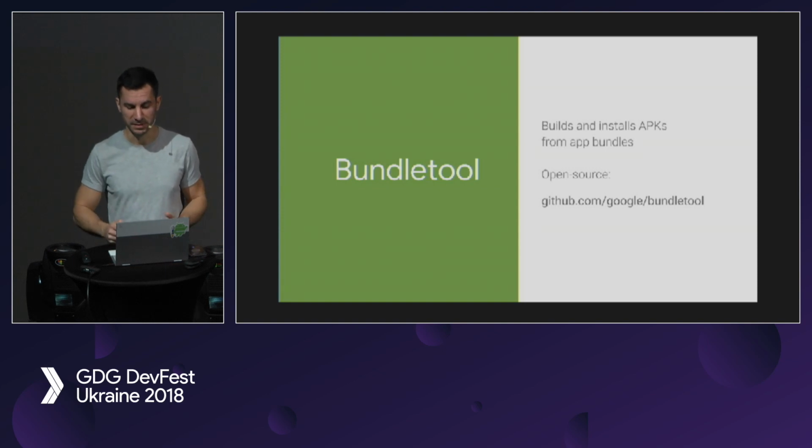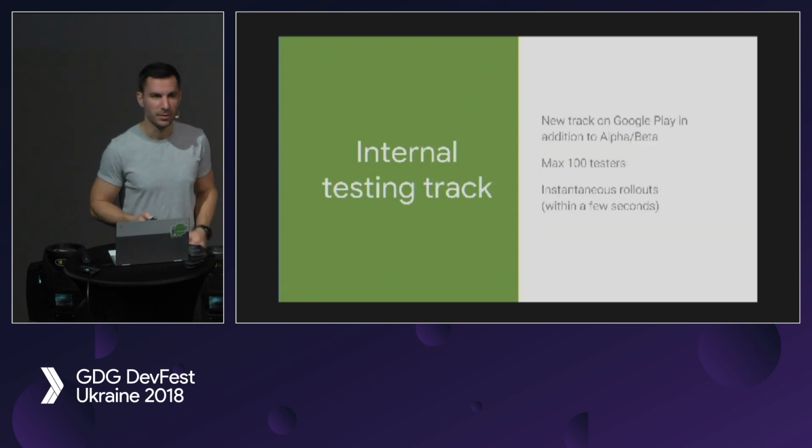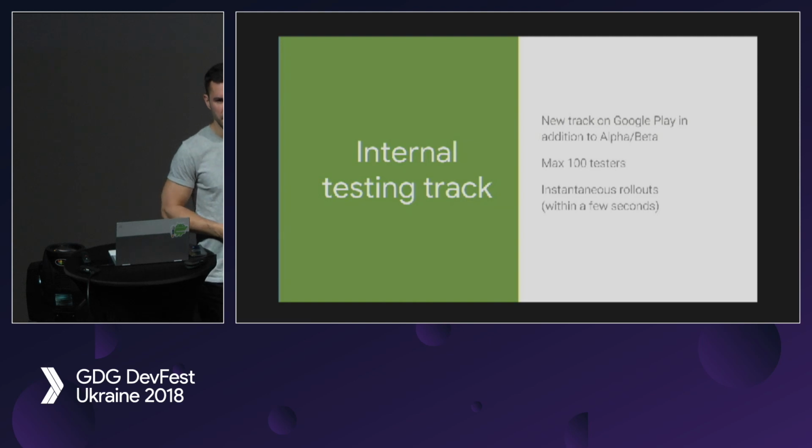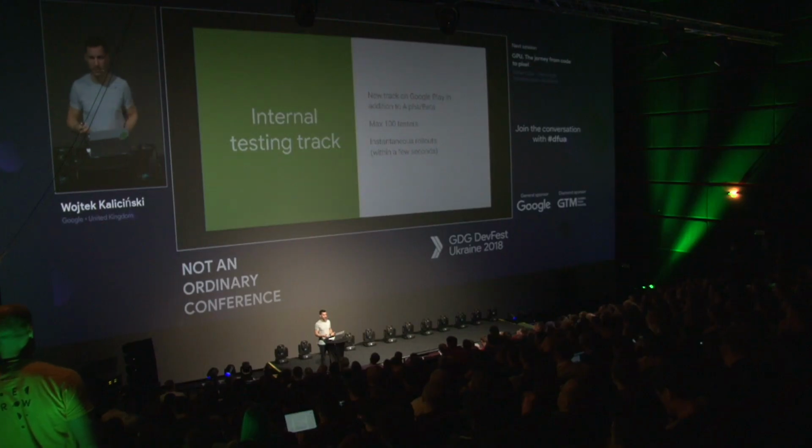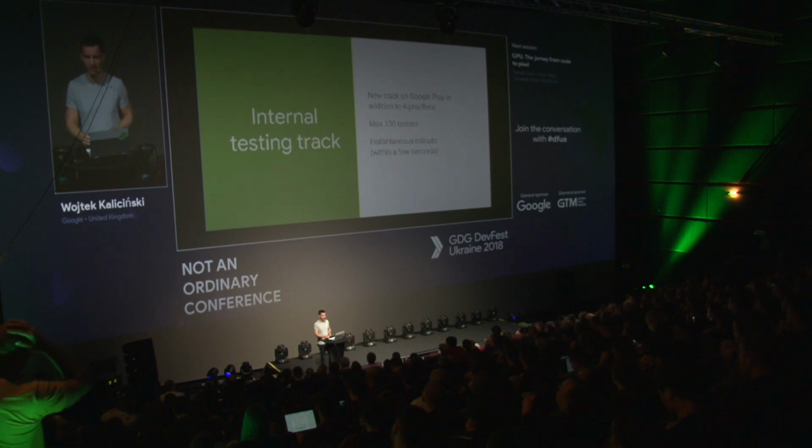So it's great for local testing. Unfortunately, there's one problem. If you use dynamic features, there's no way to test it locally. The Play core library works together with Play, and it will not let you install dynamic features from your local dev machine.